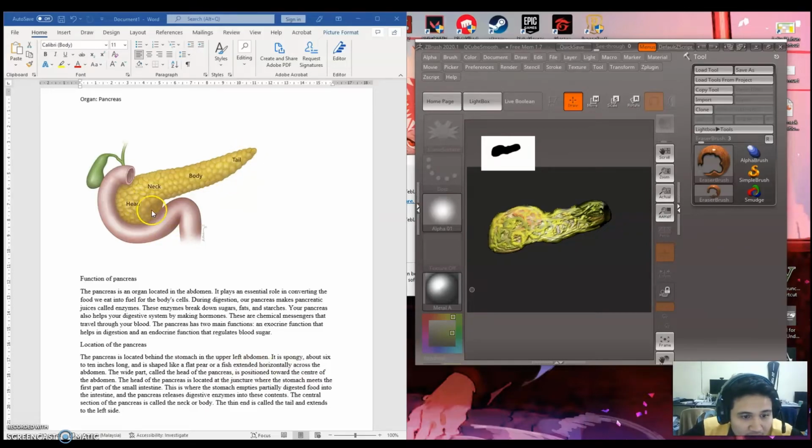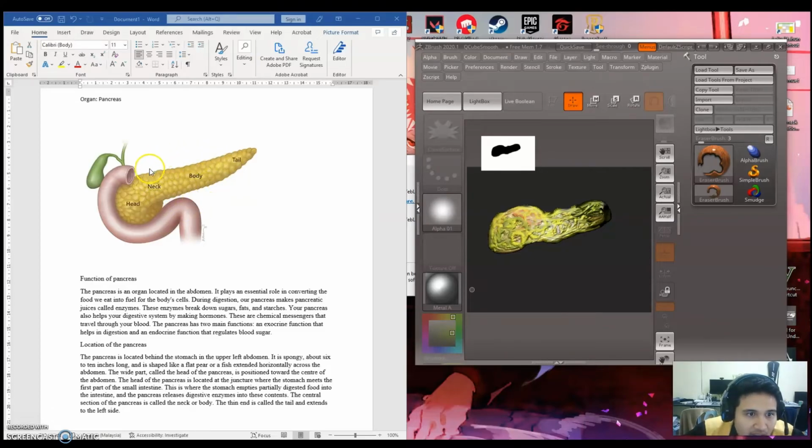For the white part, it is called the head of the pancreas. It is positioned toward the center of the abdomen. The head of the pancreas is located at the junction where the stomach meets the first part of the small intestine. This is where the stomach empties partially digested food into the intestine, and the pancreas releases digestive enzymes into these contents. For the central part, it is called the neck or body.